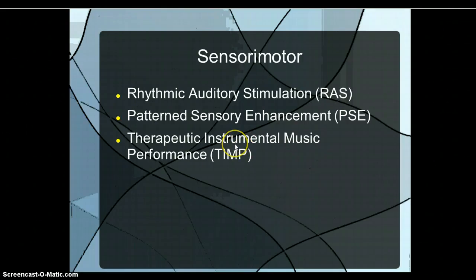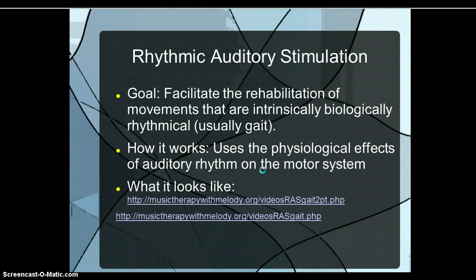This technique, TIMP, uses instruments to help with functional movement. So we're not always playing an instrument traditionally. When we use a drum, typically when you would play a drum, you would use your hands. However, when we're using this technique, somebody might be actually trying to play the drum with their foot. They're trying to kick and hit the drum. It's a functional movement, and we're using the instruments in a non-traditional way.